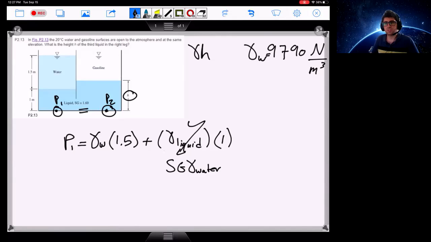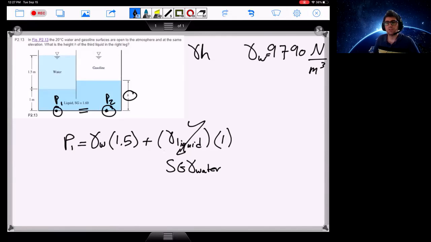Yep, so that's basically what fluid mechanics and thermodynamics are. It's just knowing all these values and knowing how to look them up. Each chapter will have five to six different tables with different values. Make sure you know how to navigate through these tables when solving problems. I just know this value, 9790, because I used it in a lot of problems.